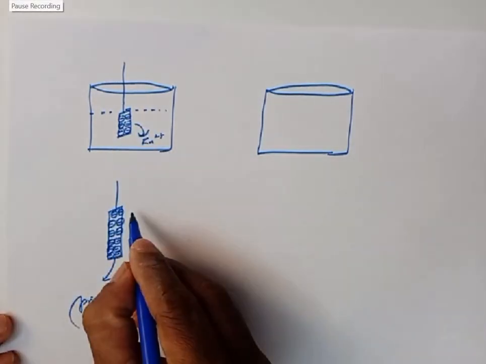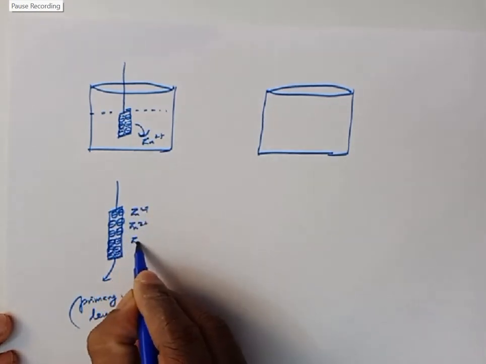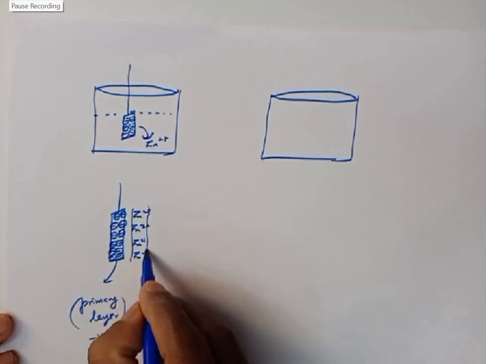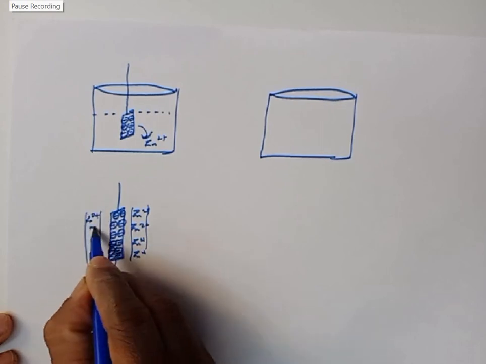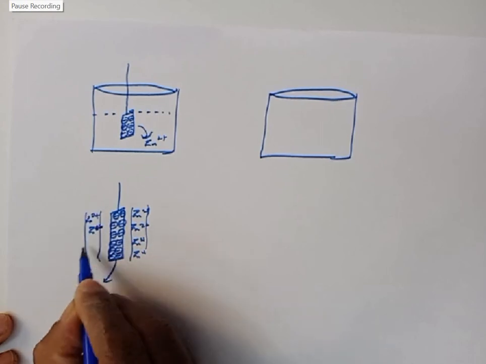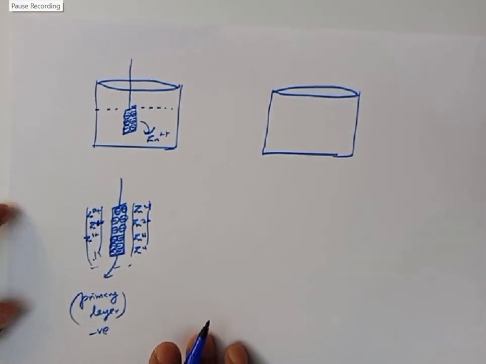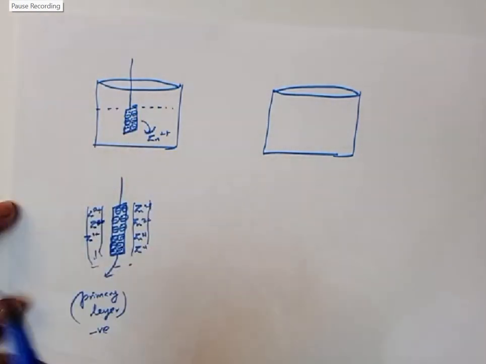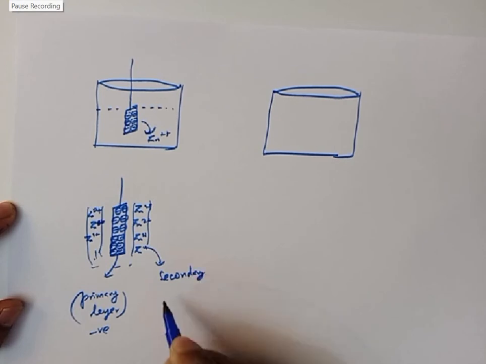So what will happen? These Zn 2 plus ions are attracted by the negative charge of the electrode and they form another layer like this, Zn 2 plus. Just for understanding purposes I am drawing it like this. Okay, another layer throughout the surface of the electrode, and this forms what is called the secondary layer. A secondary layer is formed and the secondary layer is positive now.